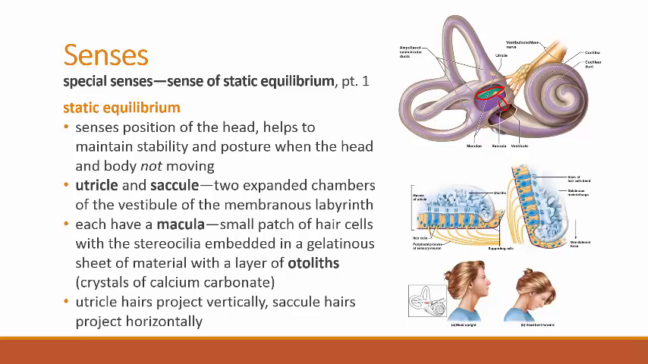So the utricle and the saccule each have what is referred to as a macula. The macula is kind of a gelatinous, gooey material that has tiny little chunks of calcium carbonate. These little chunks of gravel are referred to as otoliths. So otoliths are just crystals of calcium carbonate, and they're found embedded in this gooey, gelatinous sheet of material.